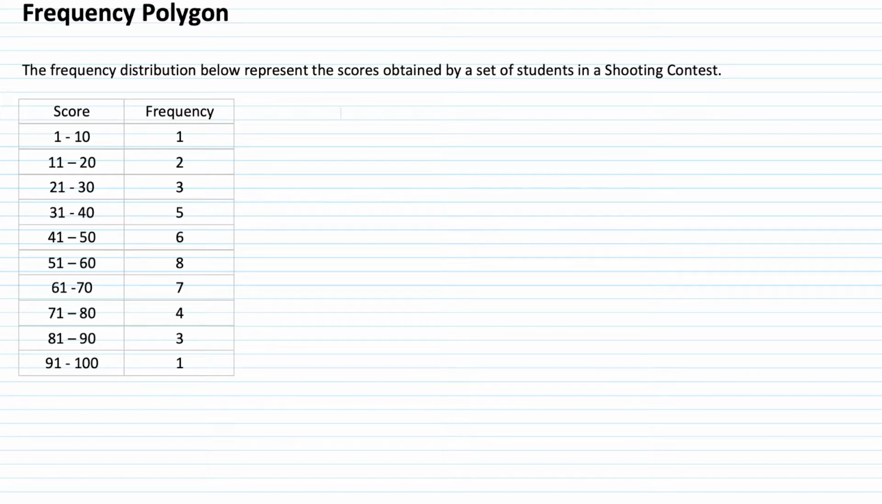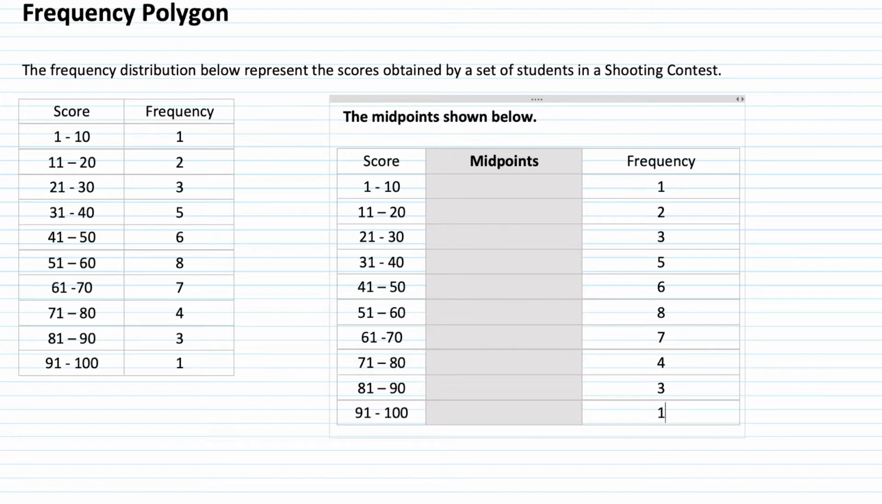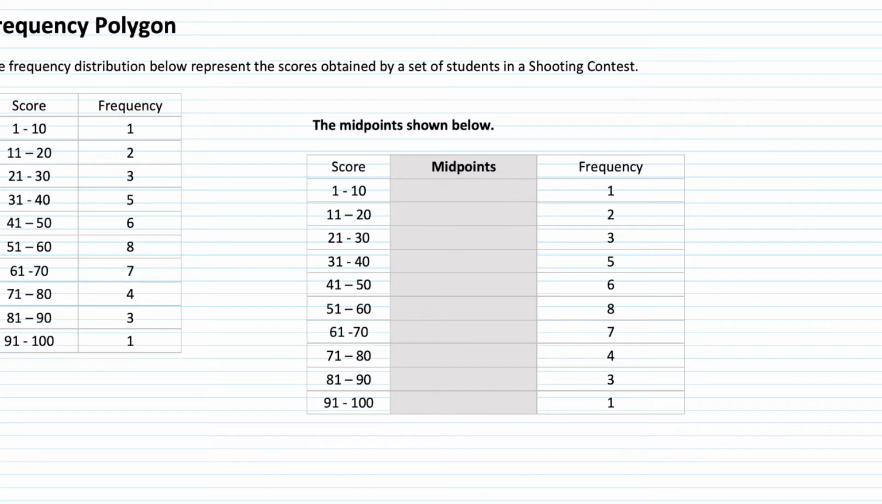For example, this is an example of how you can actually do it. Instead of putting it beside the frequency, we can put it in the middle, beside the scores. To find the midpoints, we add the upper class boundary to the lower class boundary and divide by 2. So for example, the first class interval in the table is 1 to 10.